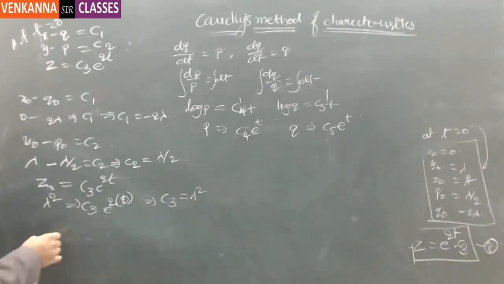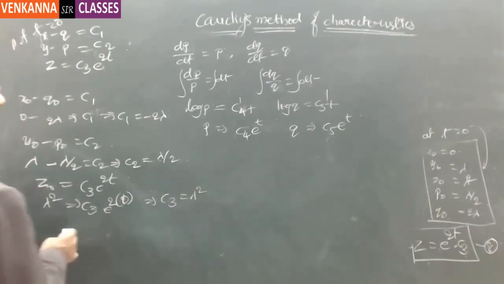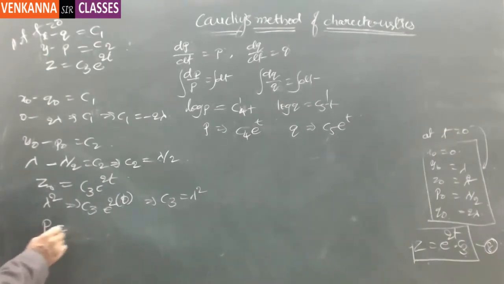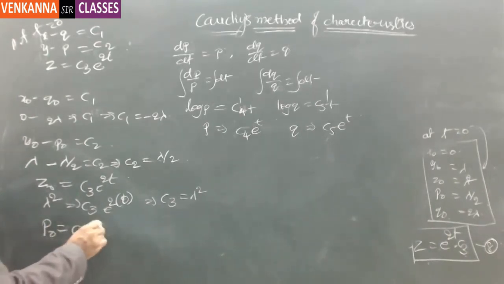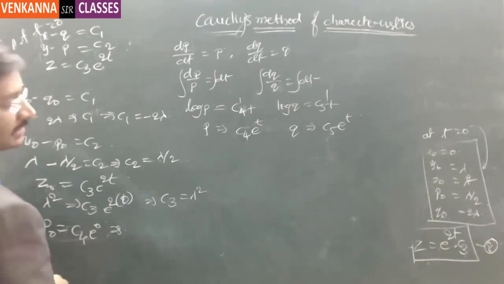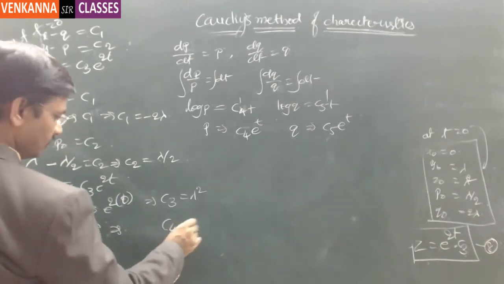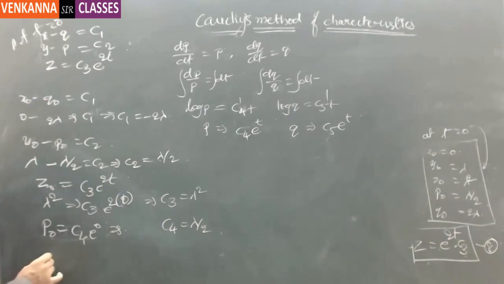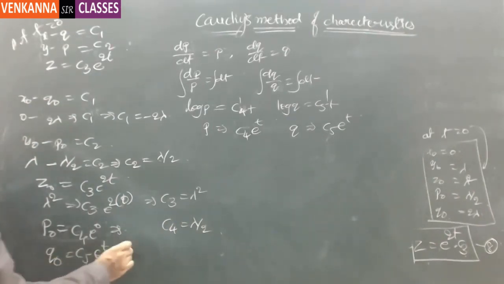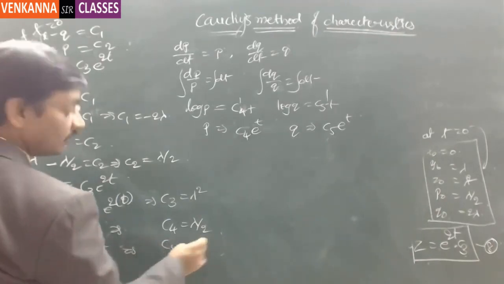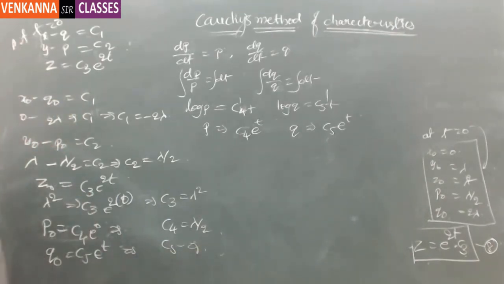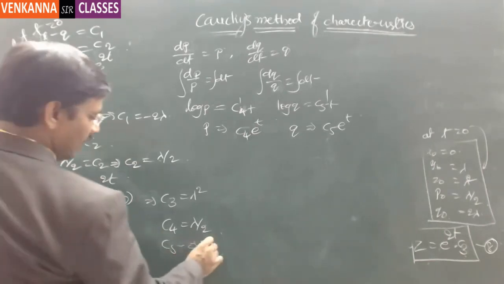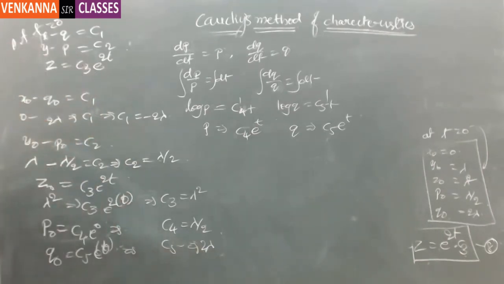And then the c4 value you can find out, that is p is equal to p naught is equal to c4 into e power 0. It implies p naught value is lambda by 2. C4 is equal to lambda by 2. And the next one is q naught is equal to c5 into e power t. It implies c5 is equal to q naught value, which is 2 lambda. So this is how we have got all the arbitrary constants in terms of lambda.